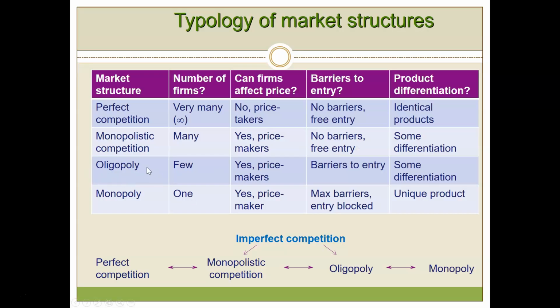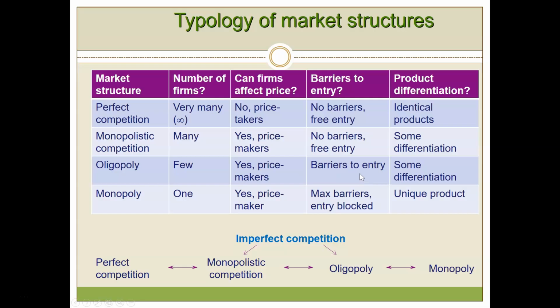Oligopoly is a much more concentrated market, where there are only a few larger players. For example, smartphone makers or car manufacturers. There are few companies which operate in this market, and companies do have quite a large extent of market power. They are able to set the prices, and this is because there are quite strong entry barriers.